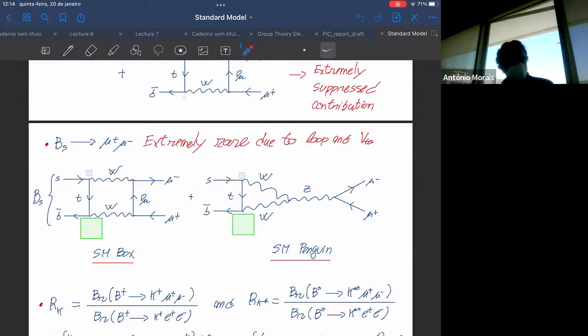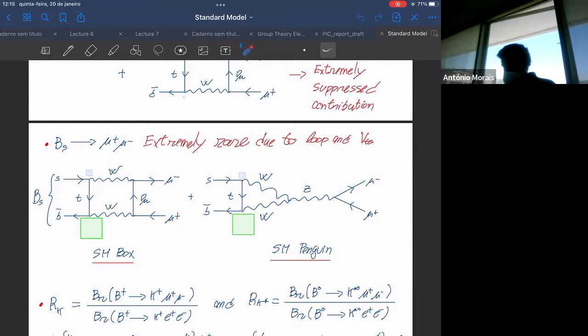Another thing, and now I will introduce one of the hints for new physics these days, which is about this R_K and R_K star. These are all flavor physics processes. What are these? As you can see, R_K is the ratio between the decay of a positive B meson into a kaon and a pair of muons over the same process decaying into a pair of electrons. And R_K star is the decay of the neutral B naught meson to an excited state of the kaon, I guess this is the meaning of the star here, plus mu minus over the electrons.